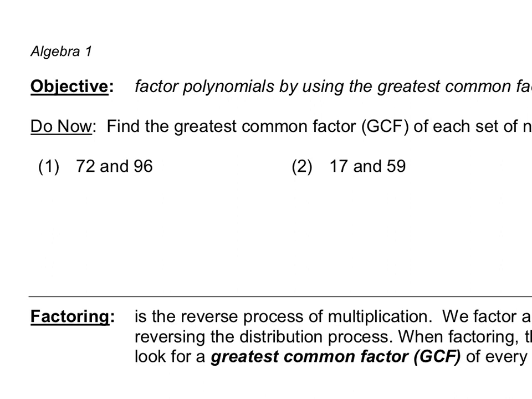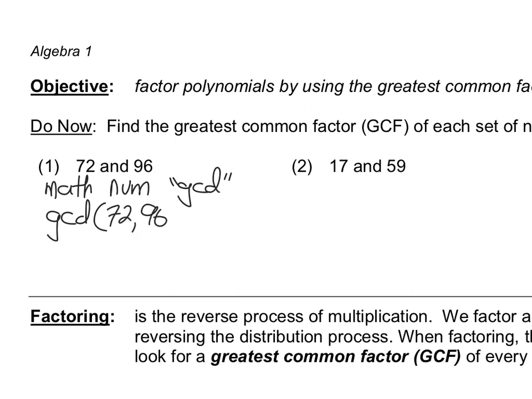All right. So you would use the GCD function in your calculator. So that's math. Go over to the NUM function, and then select GCD. All right, so we want GCD of 72 and 96, and it reports back to us that that's 24. And that's great because it just took a lot of the thinking out.